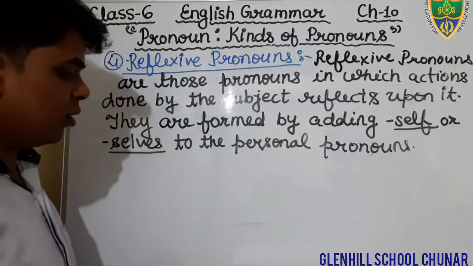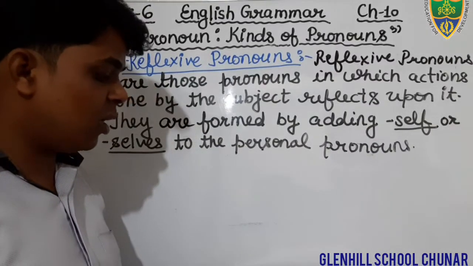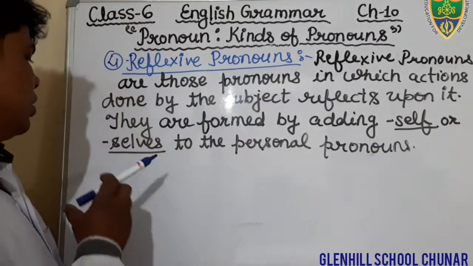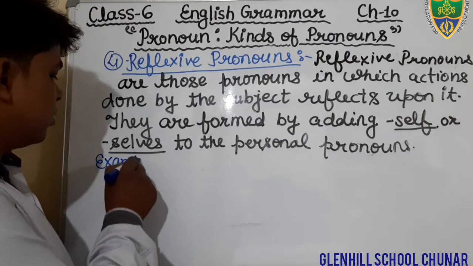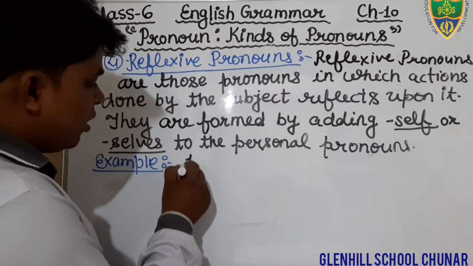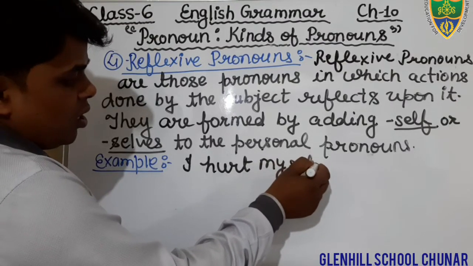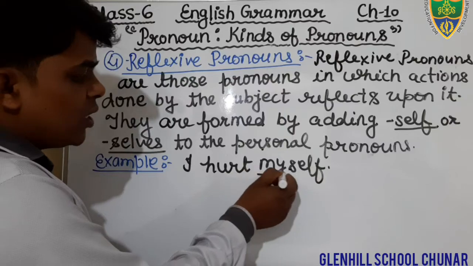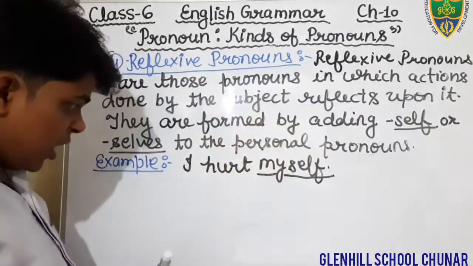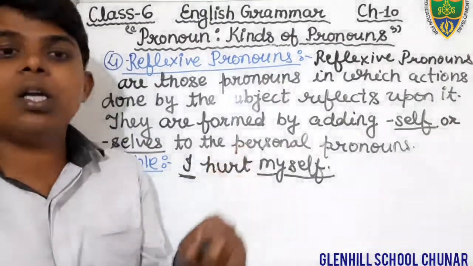There are so many words that we use: myself, ourselves, yourself, himself, herself, etc. are reflexive pronouns. For example, you can write, students, just add an example. Just see the example: I hurt myself. The word myself here is a reflexive pronoun. The definition says the action is done by the subject. What is the subject here? I is the subject. Here the action is done by the subject. I hurt myself.